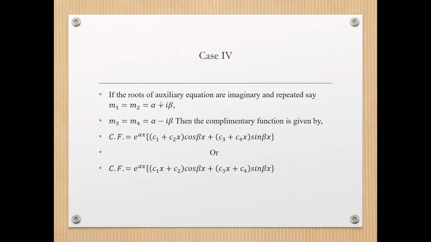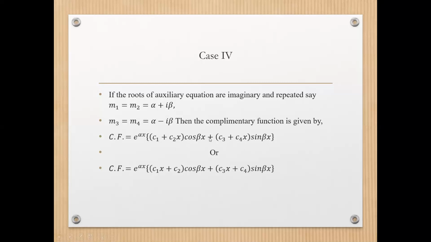Corresponding to this repeated complex root, we write the complementary function as e raised to alpha x, where alpha is the real part of that complex number, into bracket (c1 plus c2x) cos beta x plus (c3 plus c4x) sin beta x. Here beta is the imaginary part of the complex roots. This root is repeated two times, that's why we write c1 plus c2x, c3 plus c4x. You may write it like this.